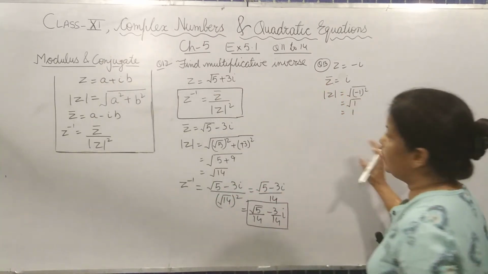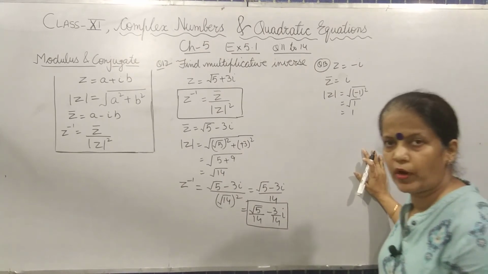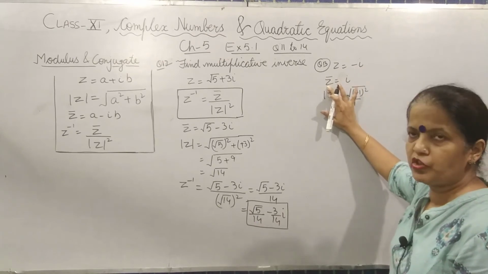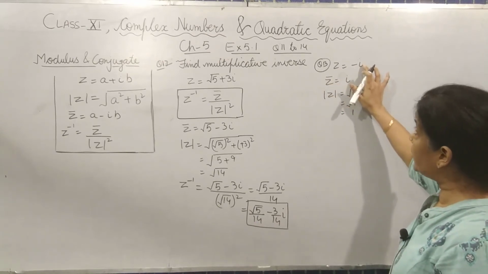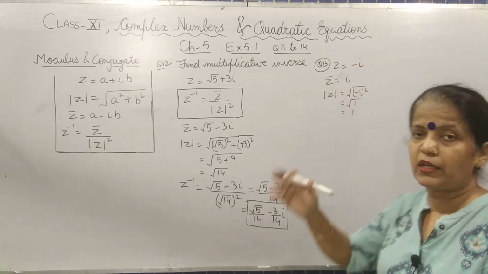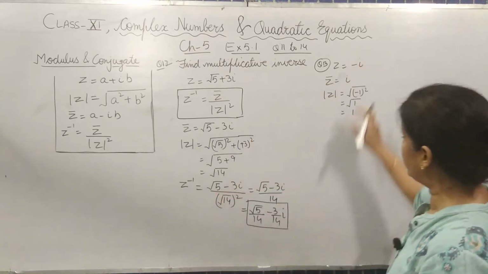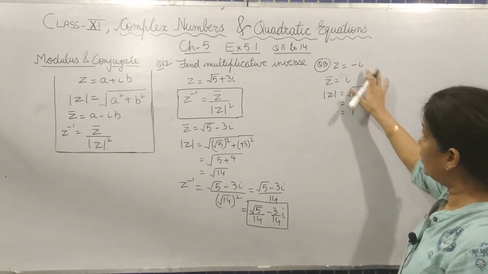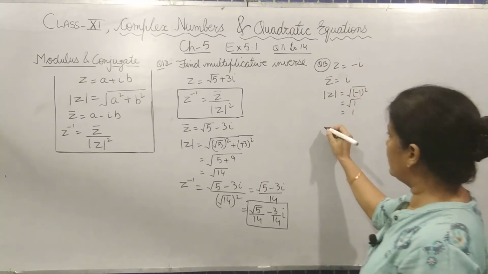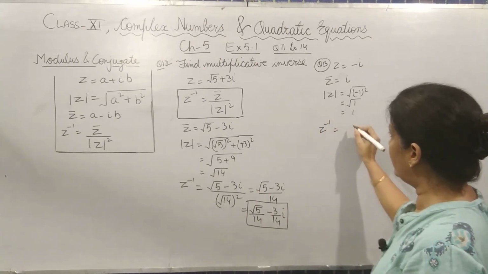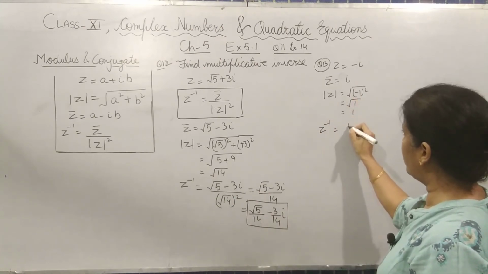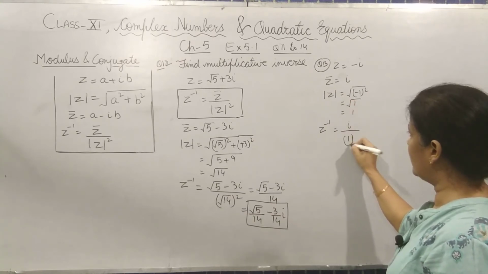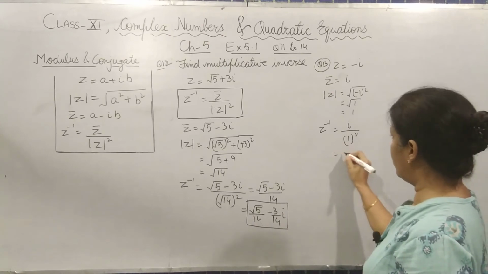Look at the 13th question. The 13th question is quite easy. Z is minus iota, so for Z conjugate, the sign in front of the imaginary part will be changed. This is minus iota, so it will become plus. So Z bar is iota. Z inverse means Z bar upon mod of Z square, which is 1 square. So it will be iota.